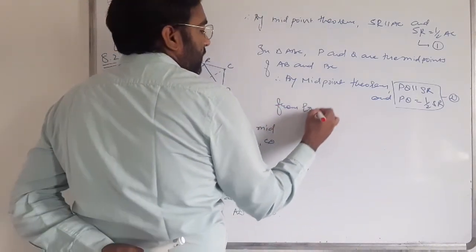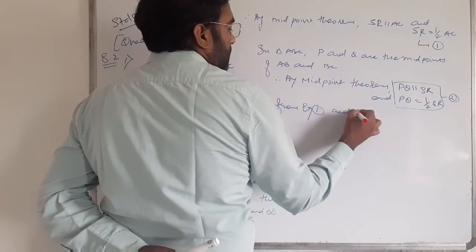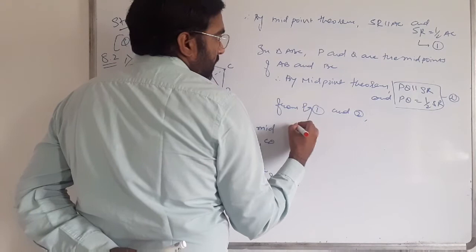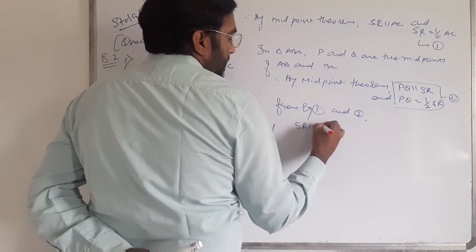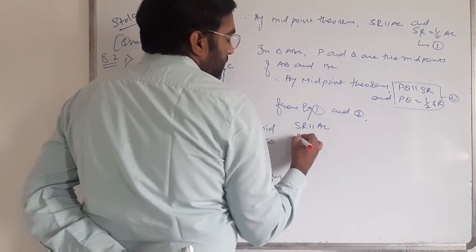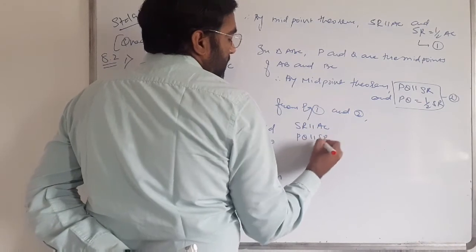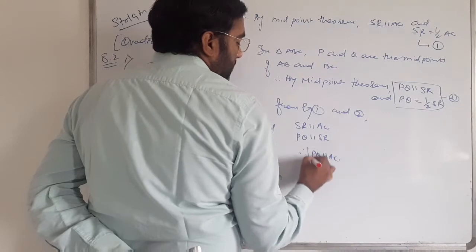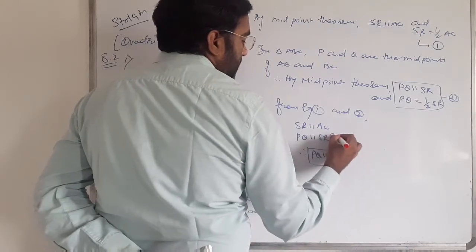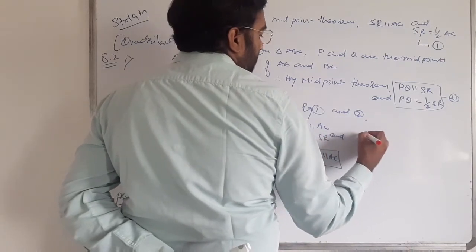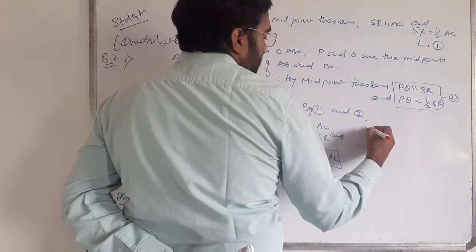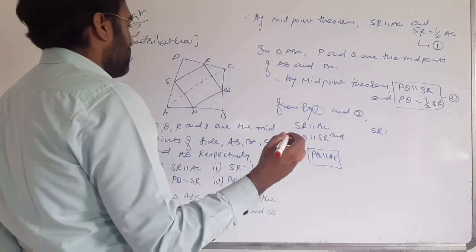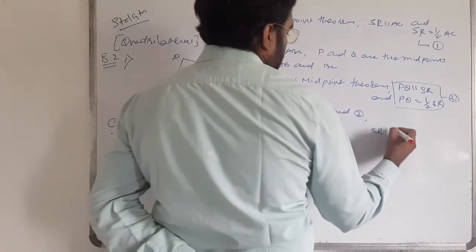From equations 1 and 2, we can see that SR is parallel to AC and PQ is parallel to AC. So therefore PQ is parallel to SR. And the second thing, SR is equal to half of AC.